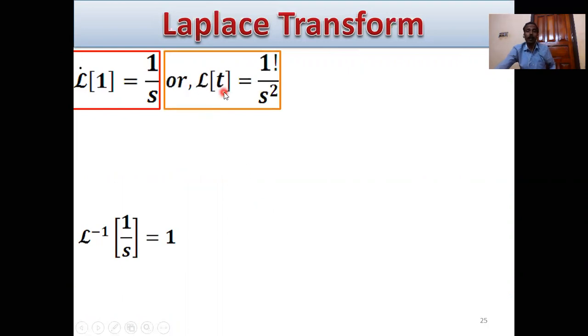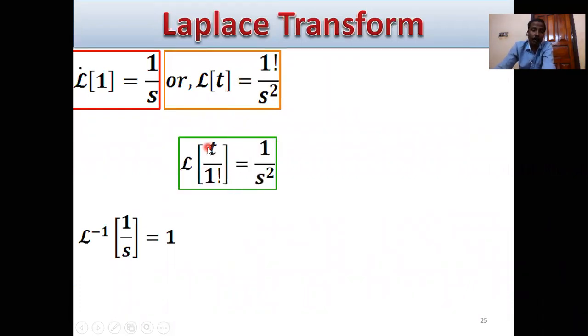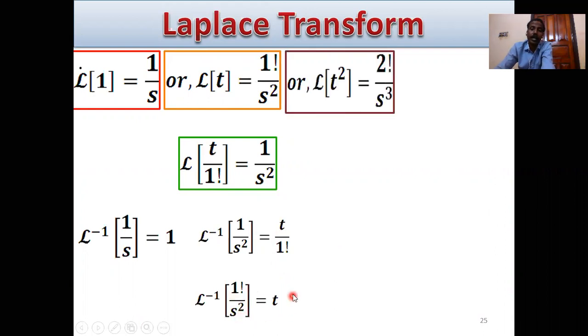And the second function, the Laplace transform of the ramp function, the Laplace transform of t equals 1 by s square, and the Laplace transform of t by factorial 1 equals 1 by s square. So the inverse Laplace transform of 1 by s square, from the frequency domain, is t by factorial 1, or the inverse Laplace transform of 1 by s square equals factorial 1 by s square equals t.